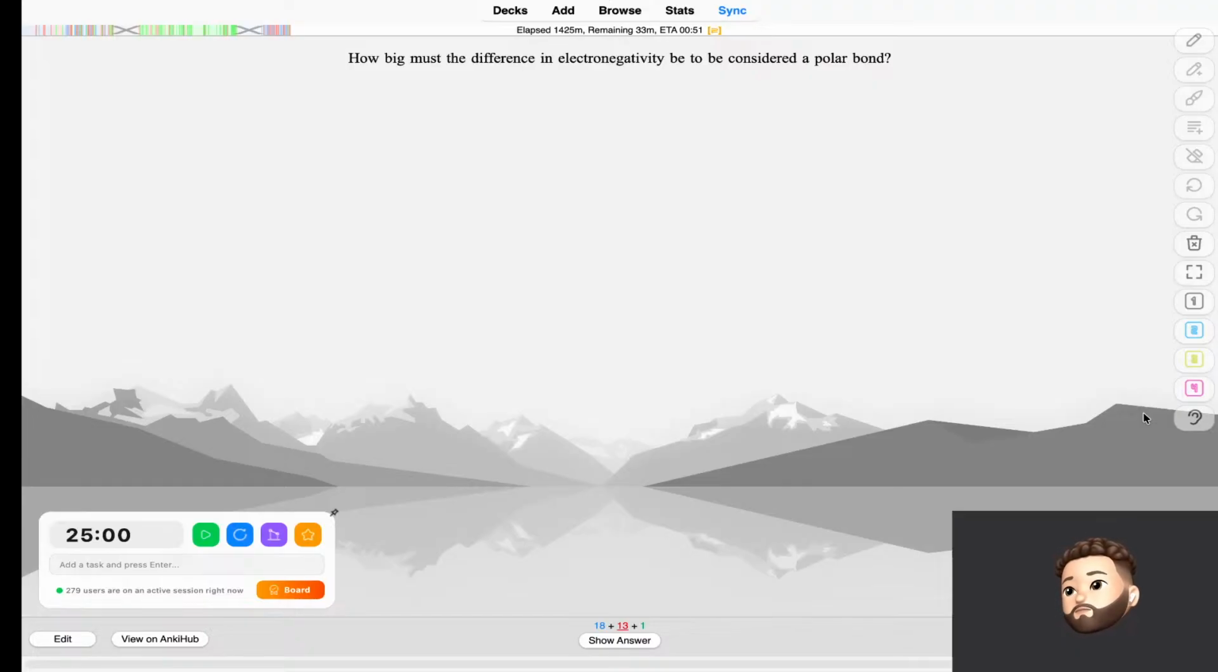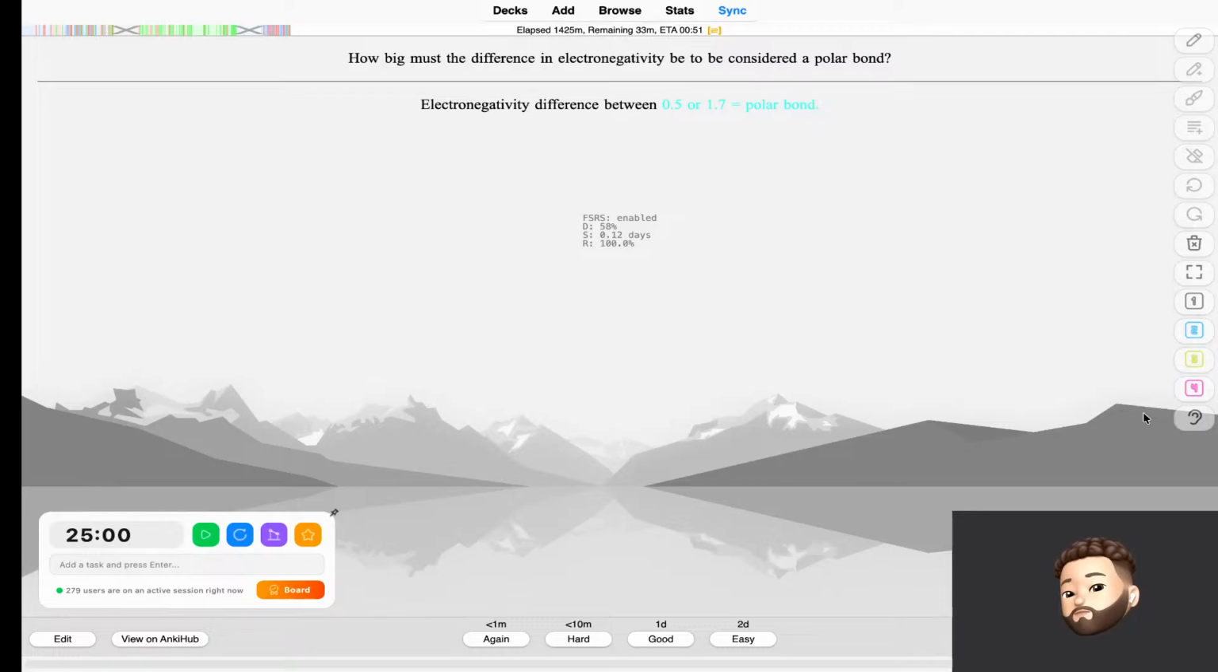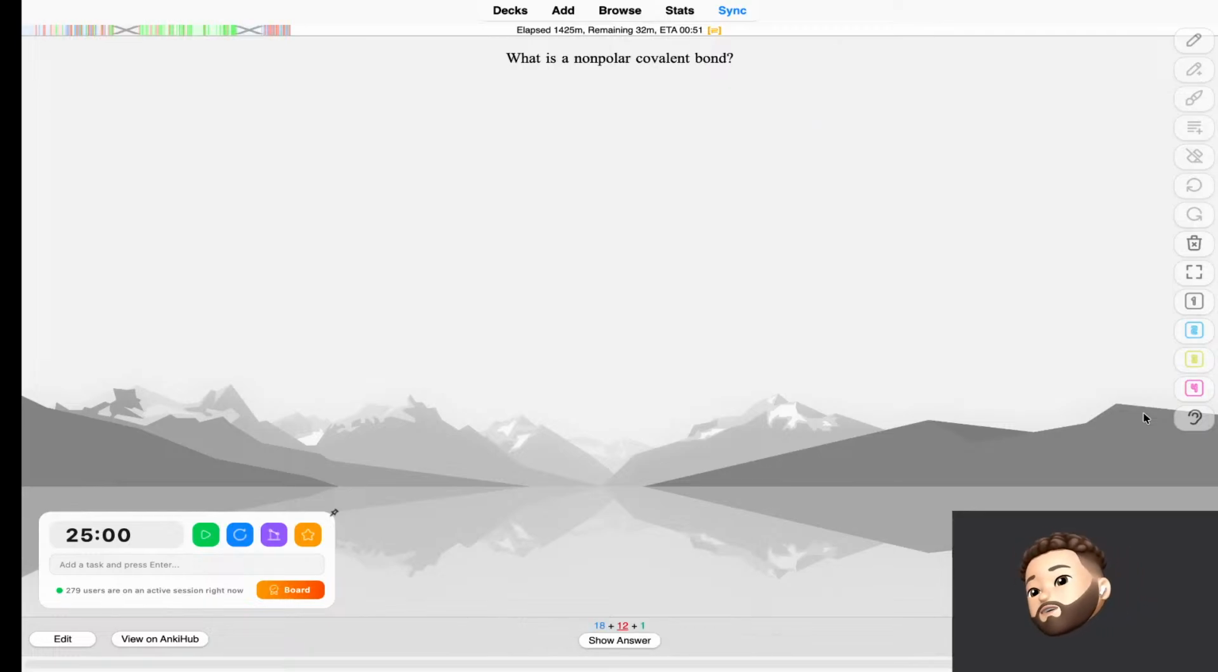Greater than 0.5, but less than 1.7. An output has a very small or non-existent electronegative difference. They share electrons equally.